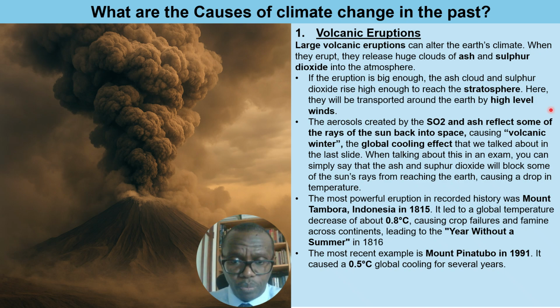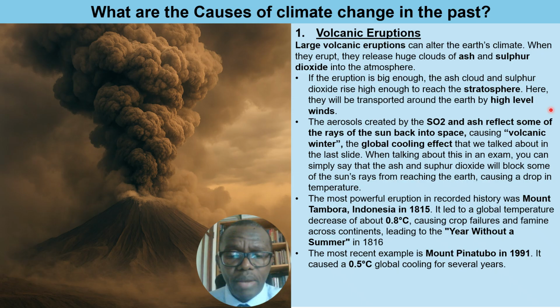Now, an example of an eruption. So actually the most powerful eruption in recorded history was Mount Tambora in Indonesia in 1815. So that particular eruption led to a global temperature decrease of around 0.8 degrees Celsius. Now that caused crop failure and famine across continents, leading to what is referred to as the year without a summer. Okay, so the temperatures dropped so significantly that the year was described as a year without a summer.